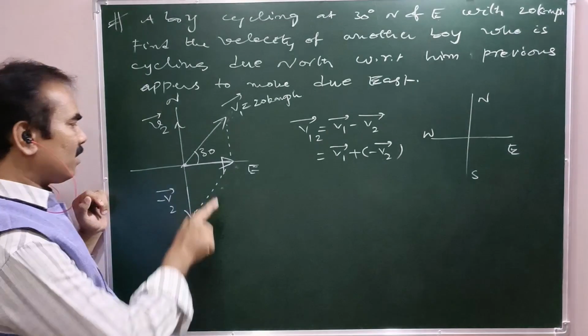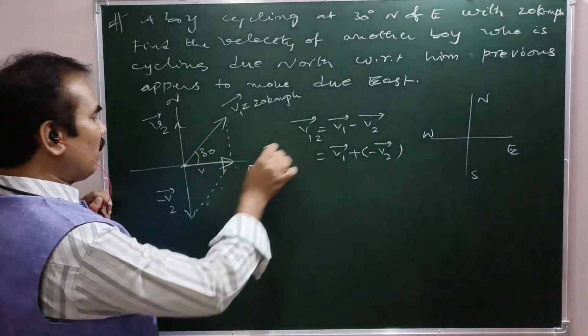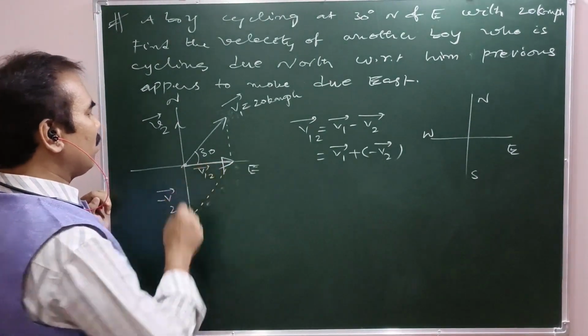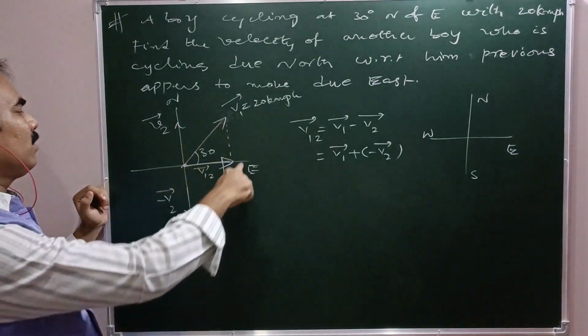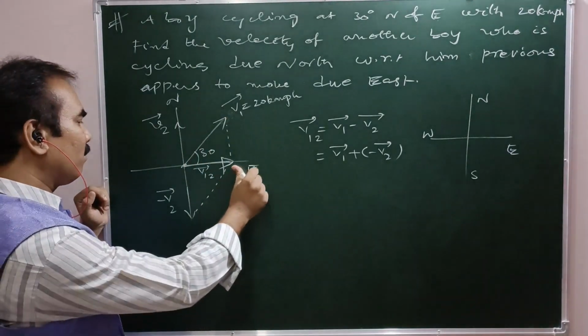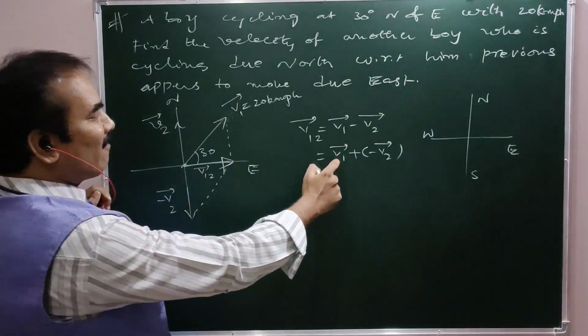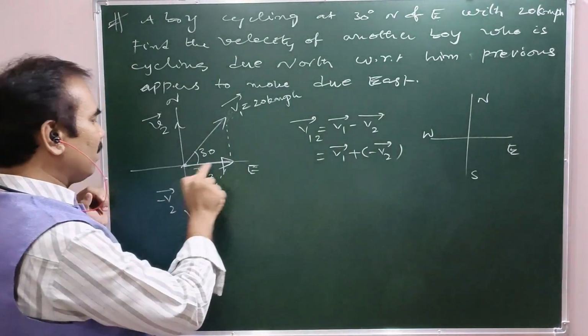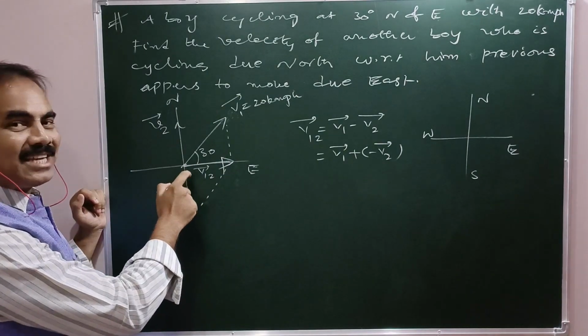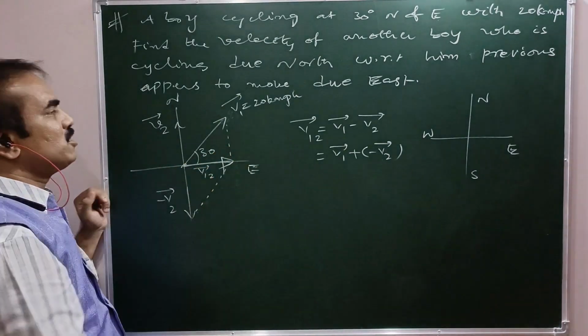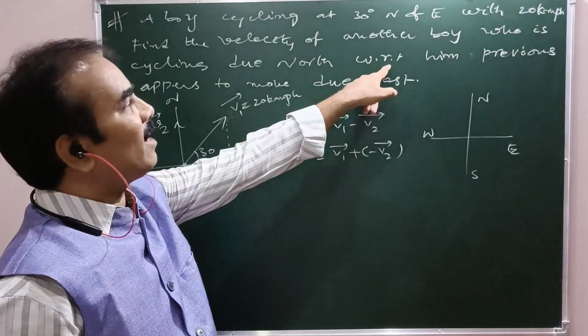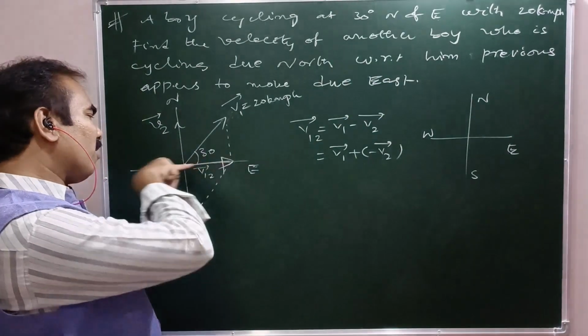So this is the relative velocity, V12 bar. See, this is the parallelogram, right? V1 bar, minus V2 bar. On adding V1 bar and minus V2 bar, we will get V12 bar. See, what is the direction of V12 bar? That is due east from the data, right? So this is the relative velocity.